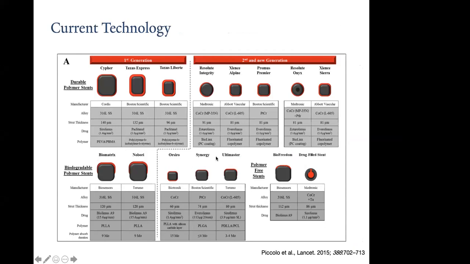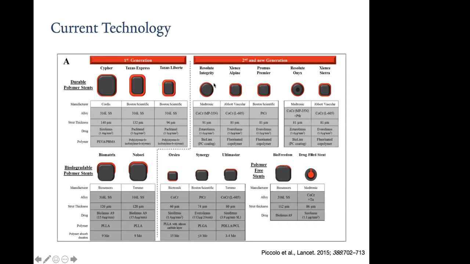So the current technology, if you compare it to the technology that was available with first generation drug-eluting stents: in the first generation, you had a stainless steel scaffold, you had thick struts that were 140 and 132 microns, either sirolimus or paclitaxel were the drugs, and then these polymers that were thought to be not very immunocompatible and caused these inflammatory responses. The second generation of cobalt chromium alloys or platinum chromium alloys had thinner struts, and then different drugs, sirolimus or everolimus, and then different types of polymers that are thought to be more biologically inert.